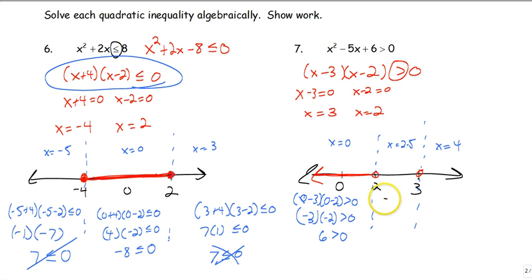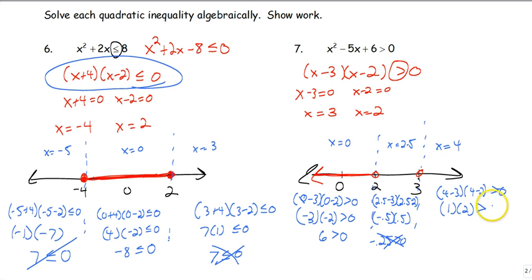Let's test 2.5. 2.5 minus 3, 2.5 minus 2. So you get negative 0.5 times 0.5. So you get negative 0.25 is greater than 0. No, it's not. Okay. And finally, we'll do 4. 4 minus 3, 4 minus 2. You guys should see for sure that this will work.